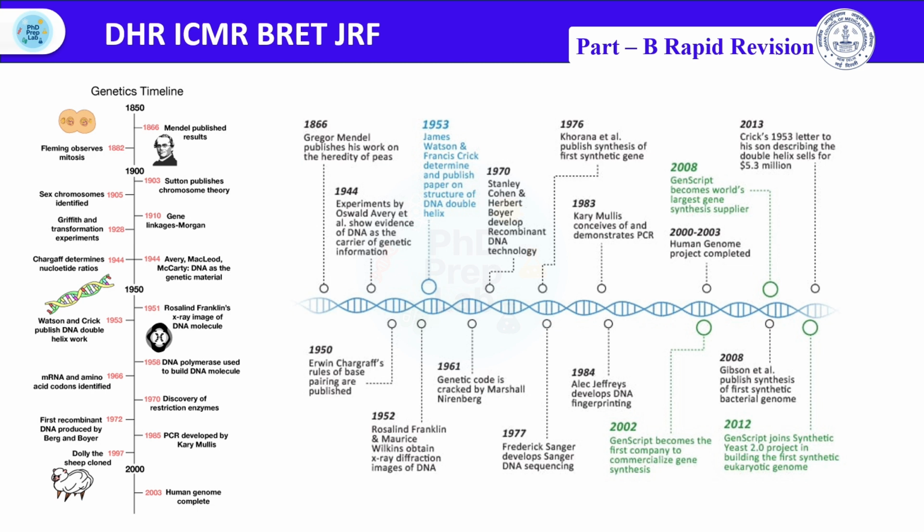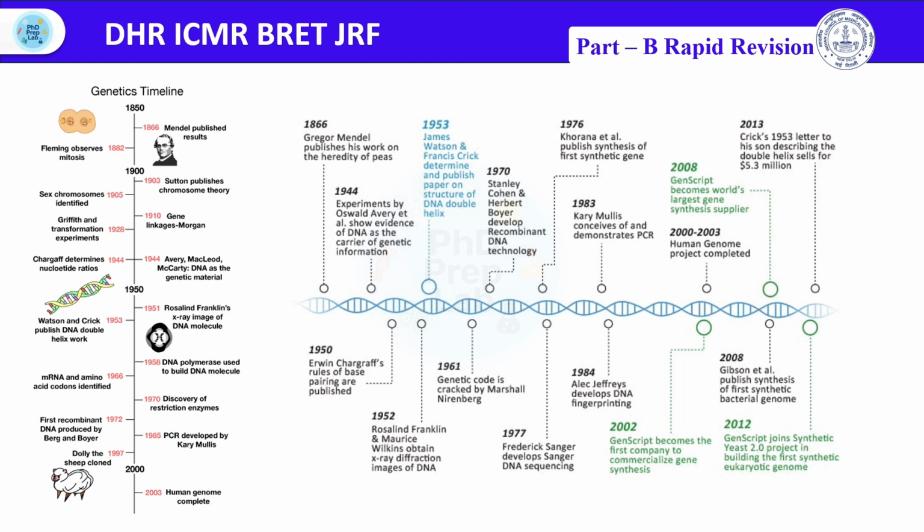Then, in 1972, the first recombinant DNA was produced by Berg and Boyer. Now came 1985, where PCR was developed by Kary Mullis, and in 1997, Dolly the sheep was cloned, and in the 2000s, the Human Genome Project was completed. So this is the timeline.